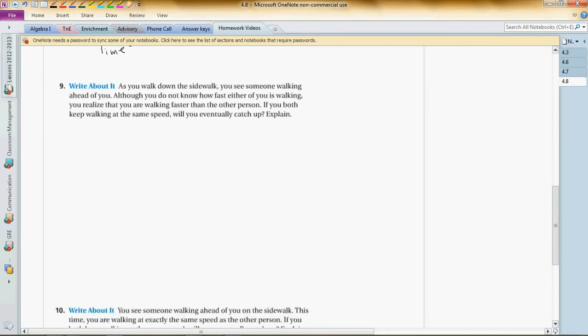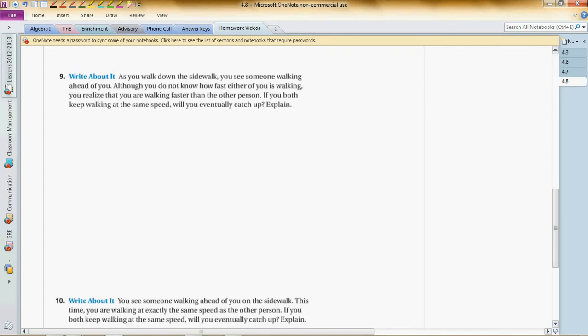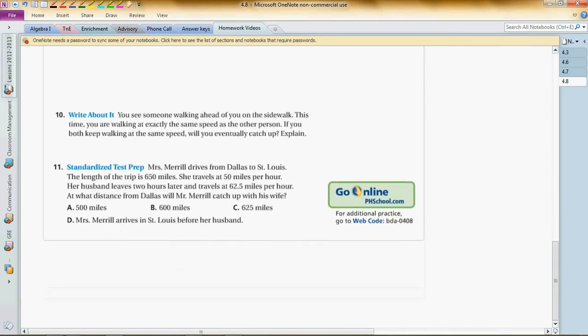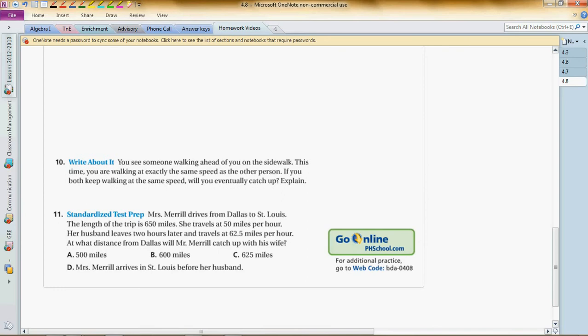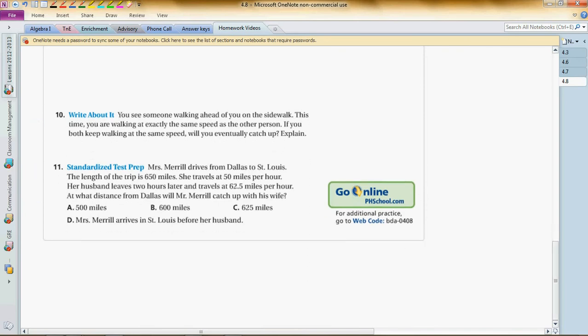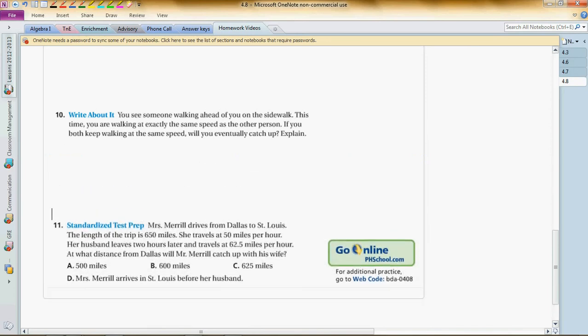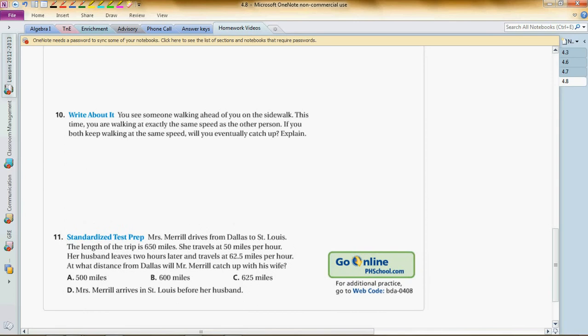As you walk down the sidewalk, you see someone walking ahead of you. Although you do not know how fast either of you is walking, you realize that you're walking faster than the other person. If you both keep walking at the same speed, will you eventually catch up? Common sense. So just write it down and make sure to explain in detail your reasoning. Not just a conclusion, but I'm more interested in your reasoning.